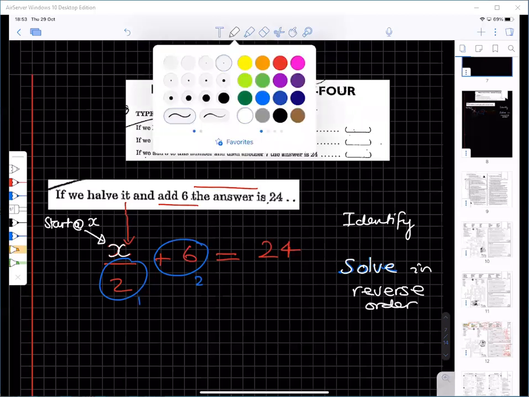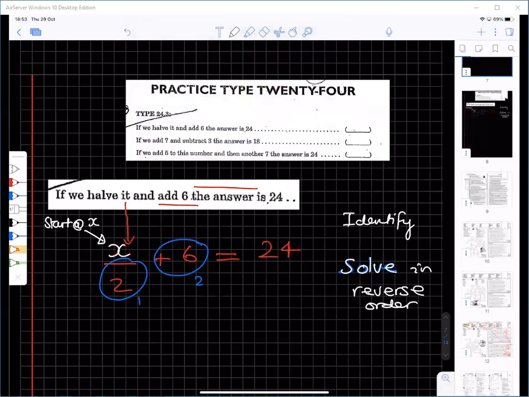We divide, no, not divide, minus 6. Okay, why do we move the plus 6 first? Because it's the last action. Because we solve in reverse order. We start with the last one. So opposite of plus 6 is? Minus 6. So what's 24 minus 6? Is it 18? Beautiful. Next.